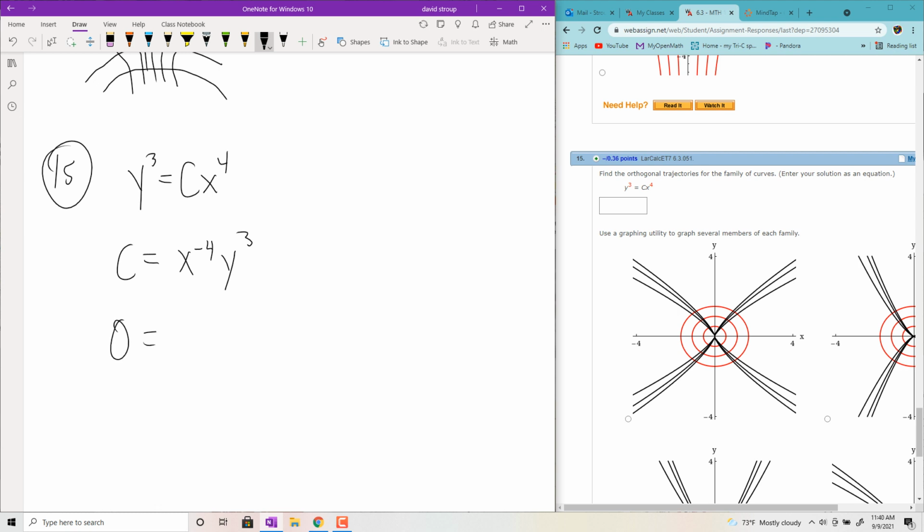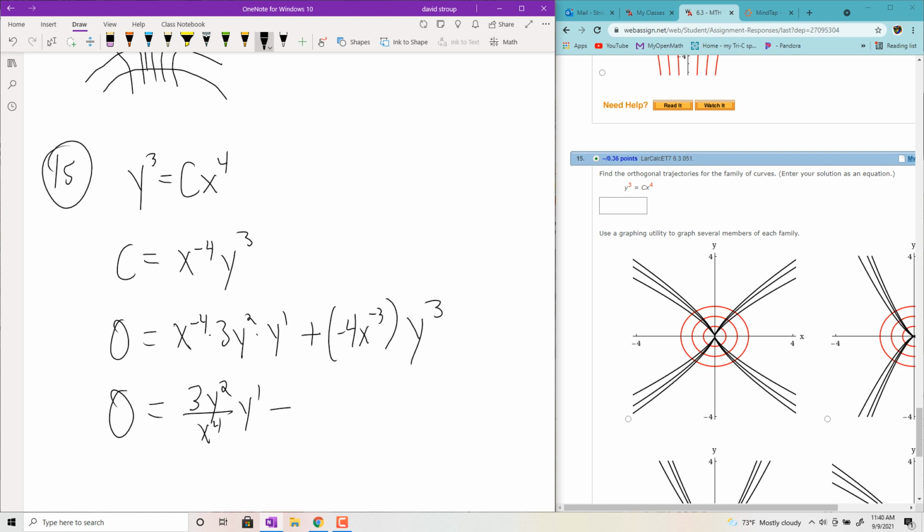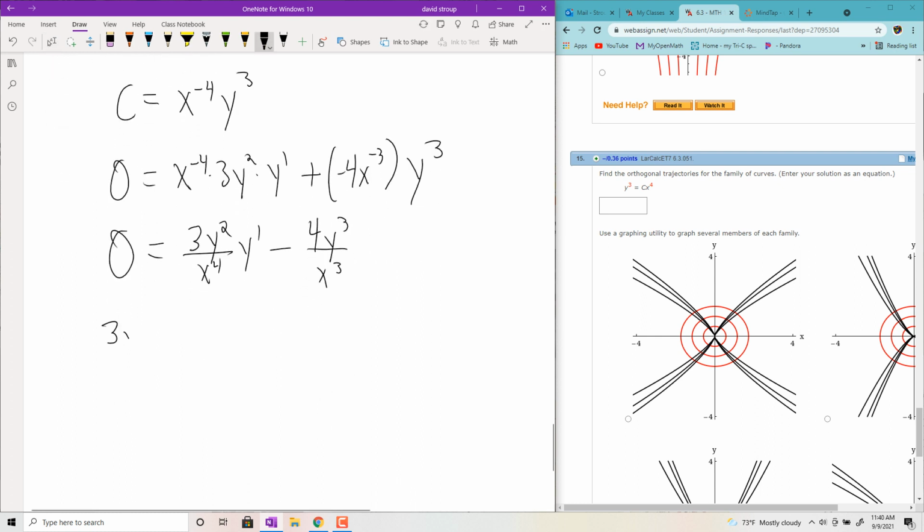Differentiate implicitly, so 0 equals, take the derivative, leave x to the negative 4 alone and take the derivative of y cubed, so that would be times 3y squared times y prime, and then plus take the derivative of x to the negative 4, leave y cubed alone, so negative 4x to the negative 3 times y cubed. Make that look pretty. I have to solve for y prime eventually here, but 3y squared all over x to the 4th y prime minus 4y cubed all over x cubed. I try to isolate the y prime. And yeah, multiply by reciprocal.